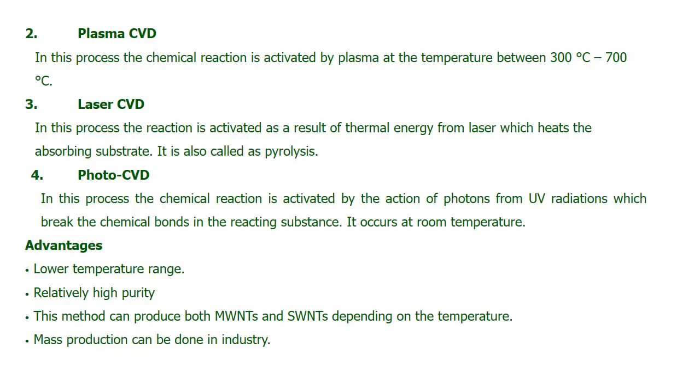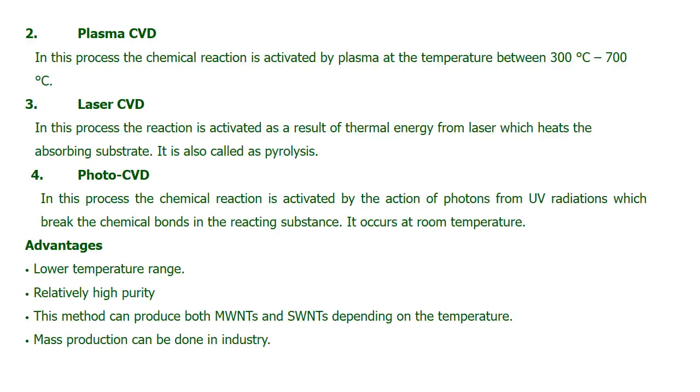Then we have plasma CVD. In this process, the chemical reaction is activated by the plasma at a temperature between 300 degrees to 700 degrees Celsius. Then we have laser CVD. In this process, the reaction is activated as a result of thermal energy from a laser. Heat energy we get from the laser vaporizes the substance, and that is allowed to condense. It is also called the pyrolysis process.